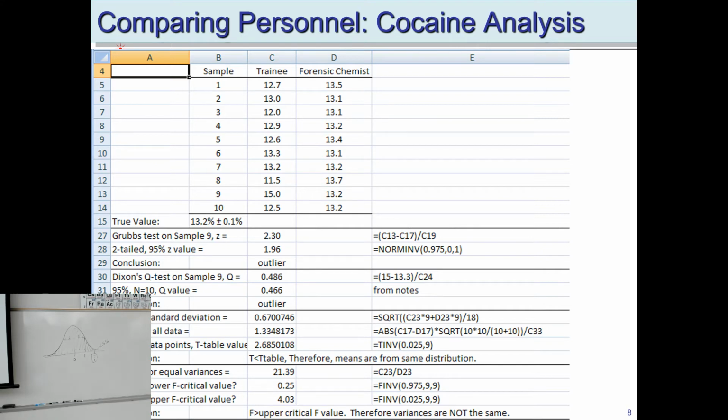At 95% confidence, this is saying that there's a 5% chance, or really 2.5% chance, that it would be as high as 4. If they had the same standard deviation, then there'd be a 2.5% chance of random variation throwing that ratio above 4. And our ratio is 21. So definitely different in terms of variances. Because our test value is 21.39 and our critical value is 4.03, our F is much higher than the upper critical F value. Therefore, the hypothesis that they're the same variance is rejected.